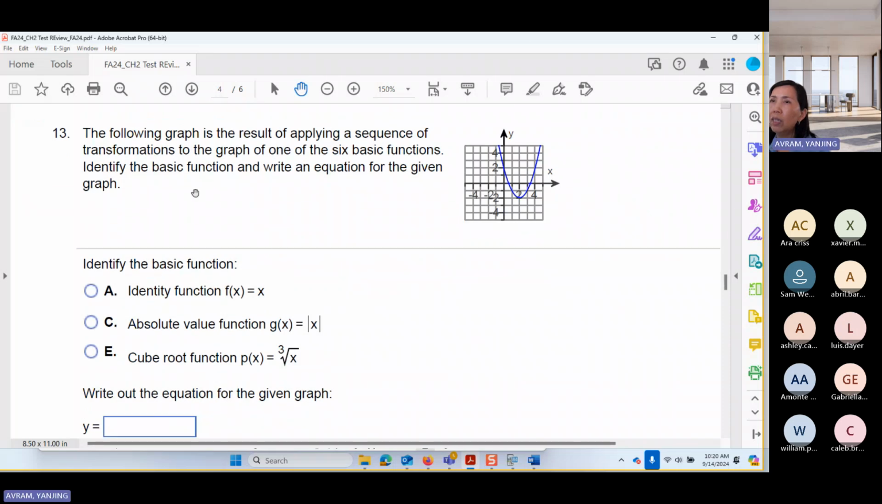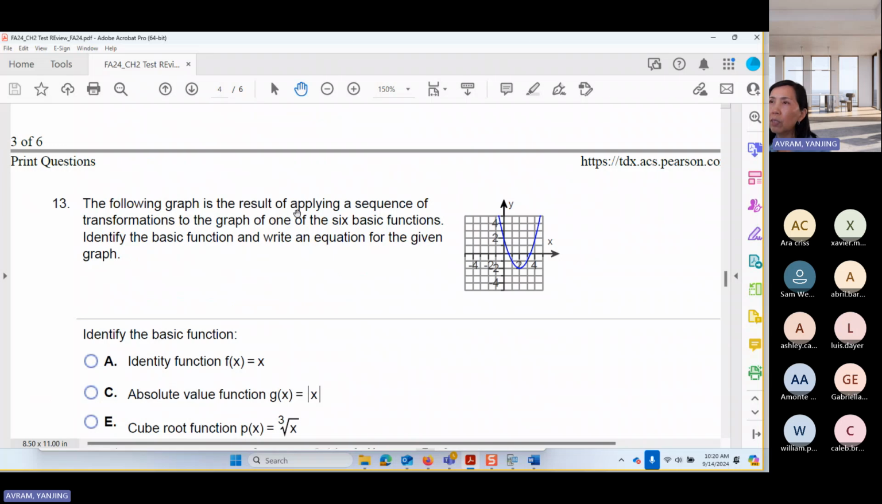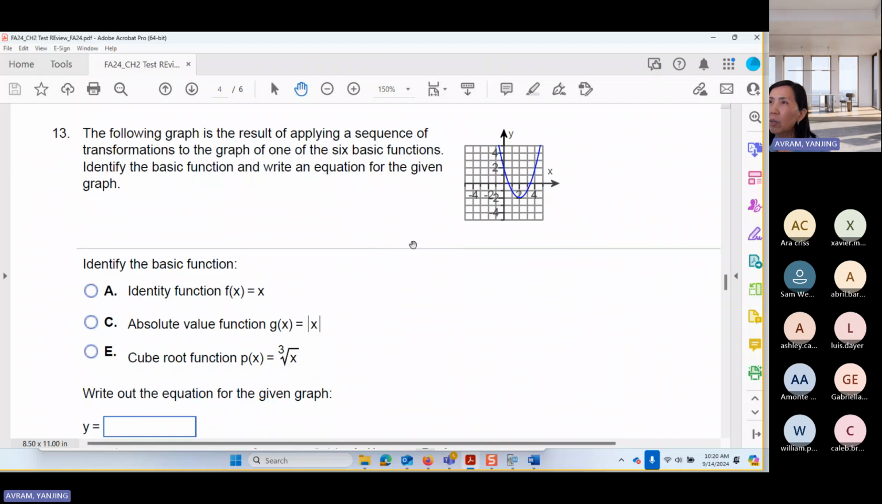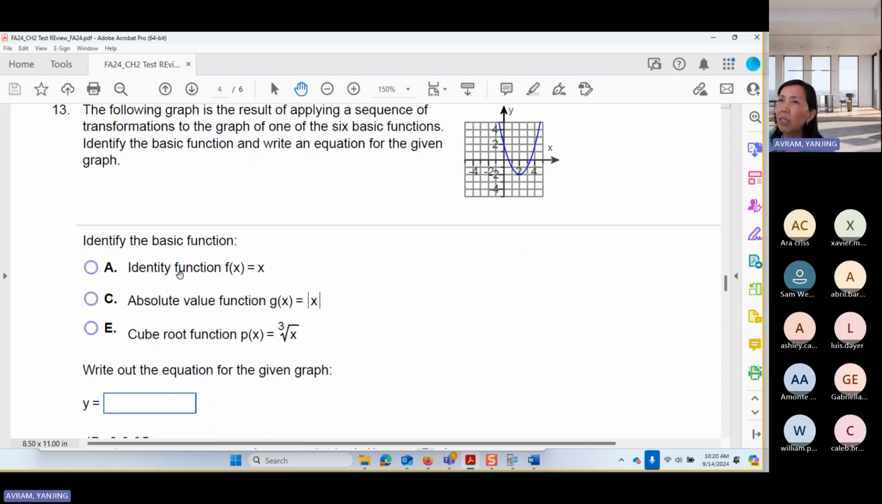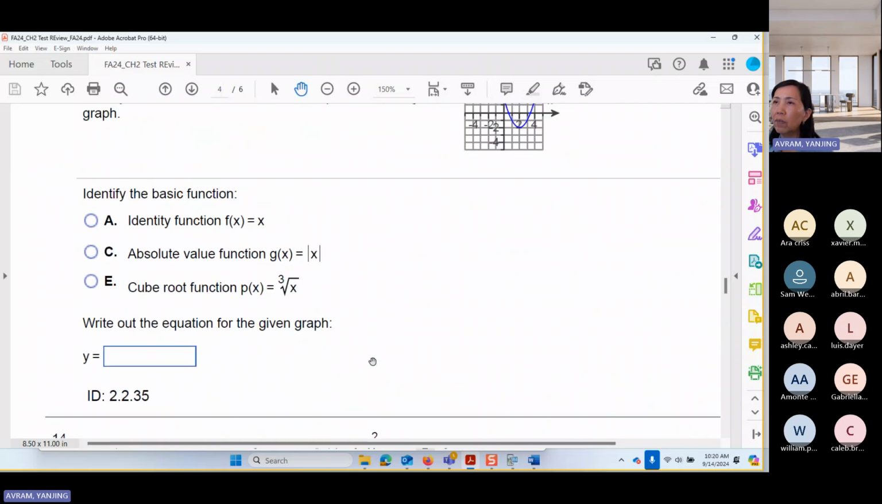All right, number 13. The following graph is a result of applying a sequence of transformations to the graph of one of the 6 basic functions. So we can move up, move down, move to the left, move to the right, right? Identify the function. Does this one look like the absolute value, the cube root, the x squared, or whatever? Write the equation for the graph.